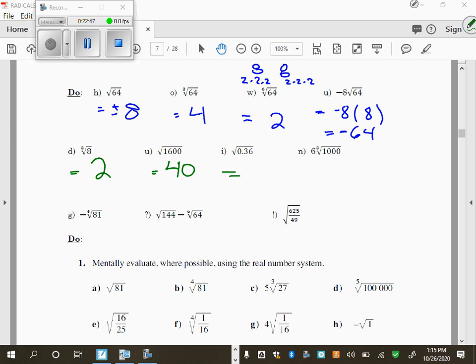Square root of 3,600. Yes, 0.6, good job. 1 decimal times 1 decimal gives you 2 decimals. 6 times 10 equals 60. Bring down the negative sign. What's the 4th root of 81 again? 3. Negative 3. 81 is 9 times 9. Yes. 4 3s. So negative 3.